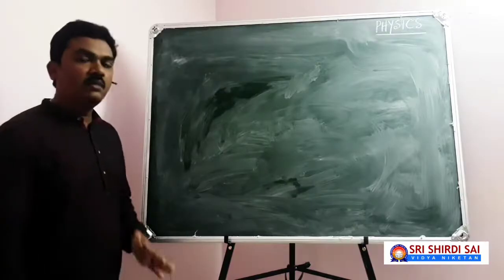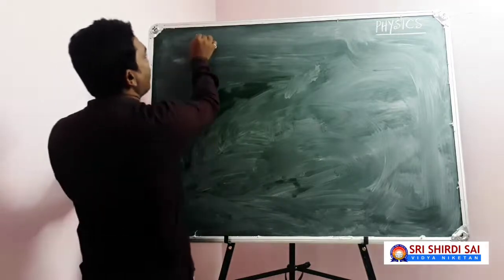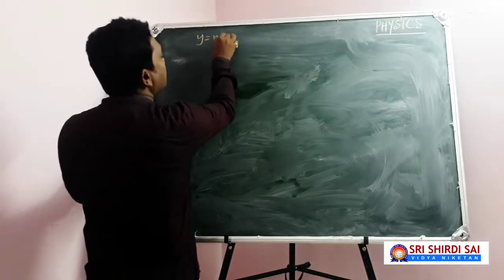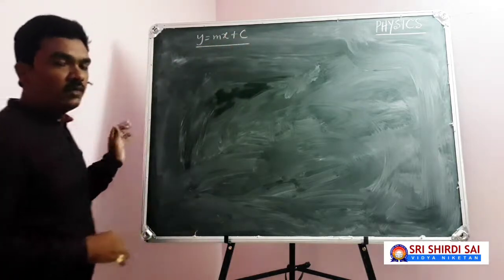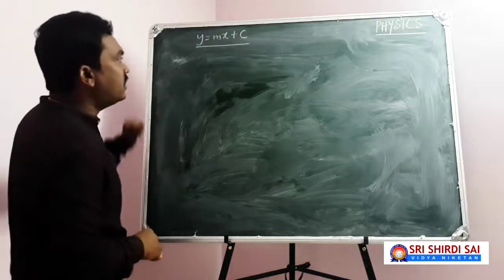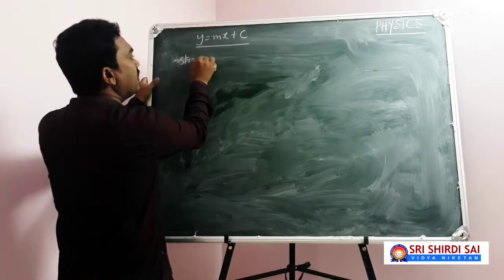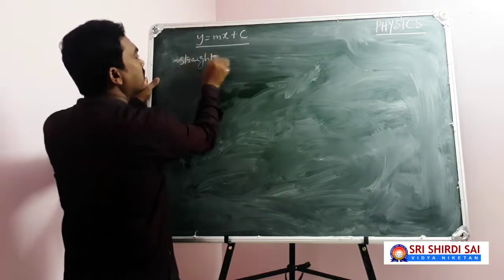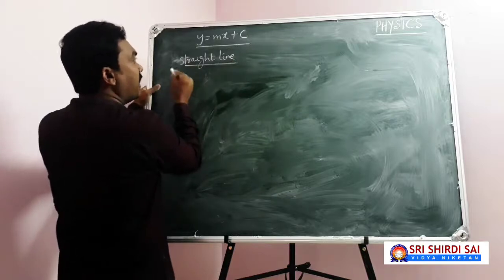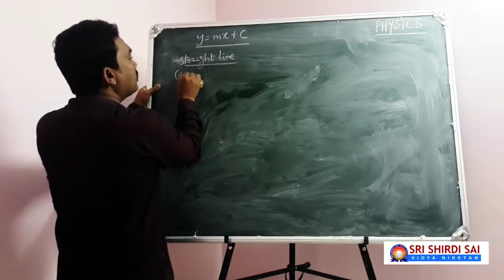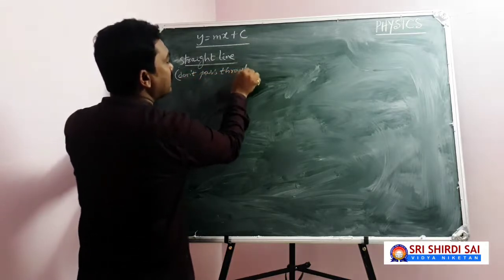Yes, here we are going to discuss another mathematical equation, which is of the format y equal to mx plus c. This mathematical equation represents a straight line. Any mathematical equation of that format will have a graph which is a straight line but will not pass through origin.